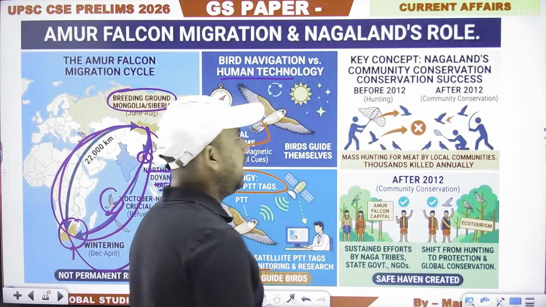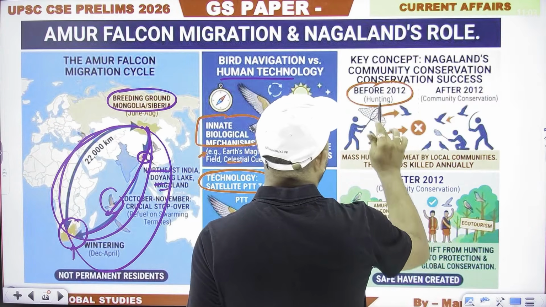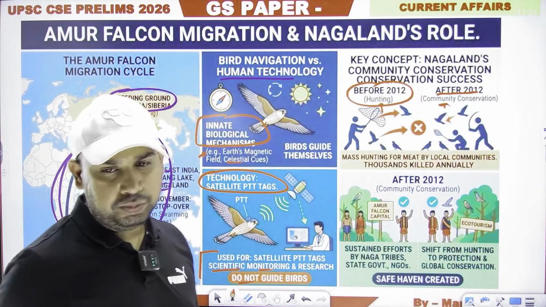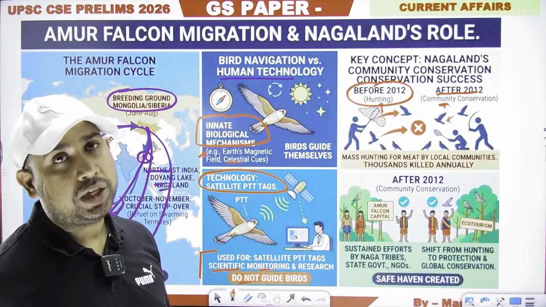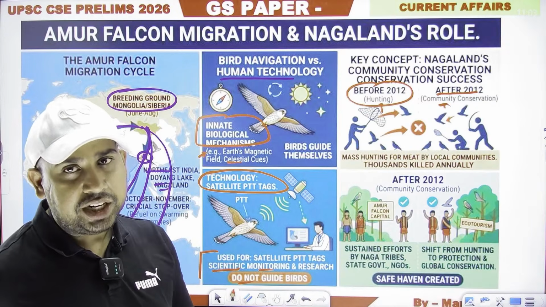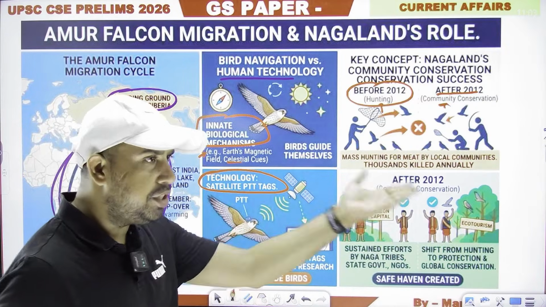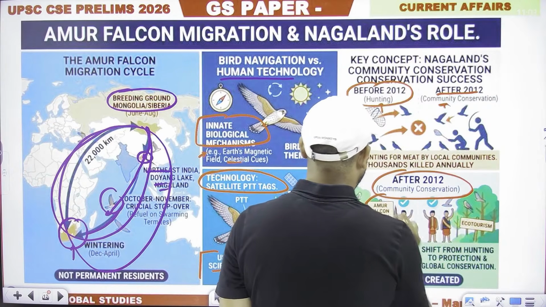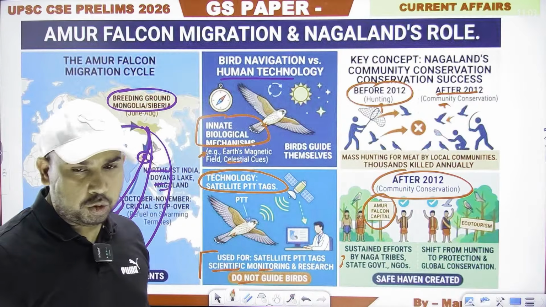And the key concept in Nagaland community is before 2012 there was a lot of hunting, but after 2012 community conservation started. That's why these birds have a tremendous kind of count in the Nagaland region, and every year these birds usually reach this place. And after 2012 community conservation has created the Amur Falcon capital and the ecotourism place.